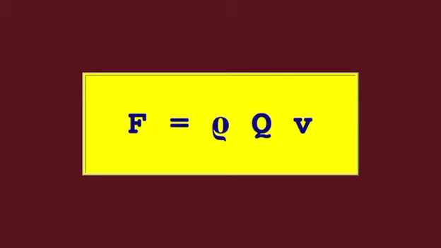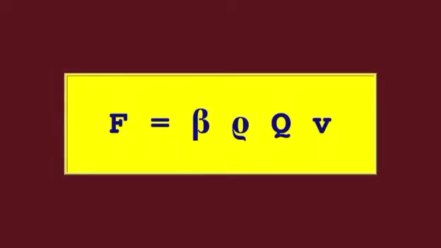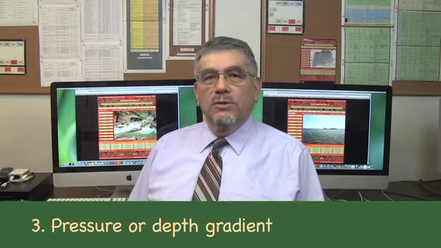The momentum flux, or force, is the mass flux times the velocity. In general, the momentum flux is. There are four forces acting on a control volume. 1. Gravitational. 2. Frictional. 3. The force due to the pressure or depth gradient.